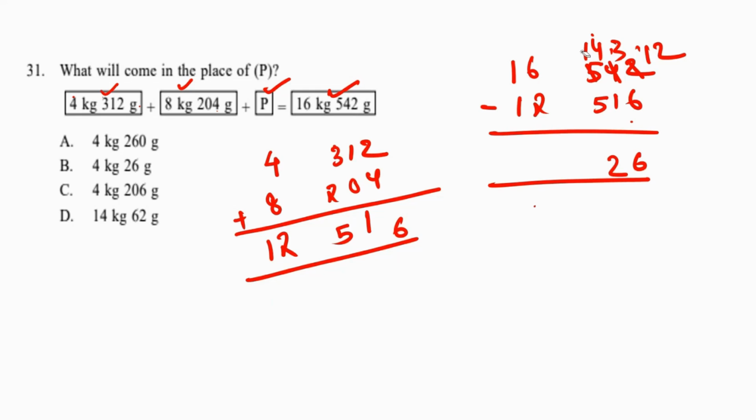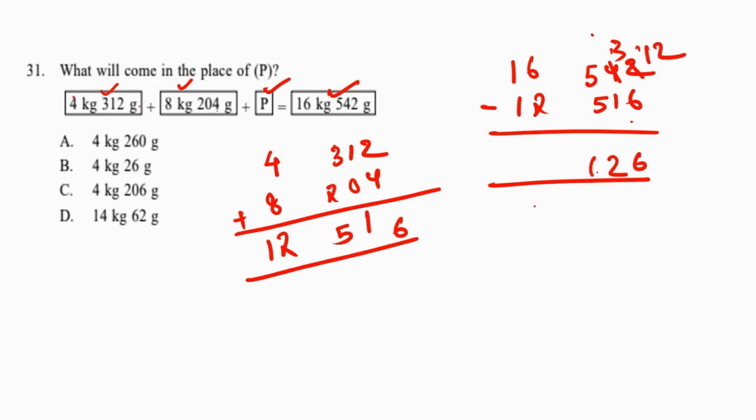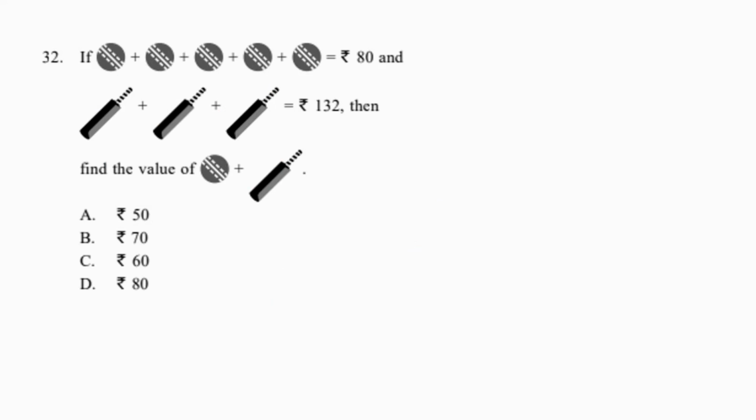I accidentally borrowed over here, which should not be done. So over here we have a 5. So 5 minus 5 is a 0. 6 minus 2, 4 and a 0. So it's 4 kgs and 26 grams. Where do we have it? Option B. So that's the answer.